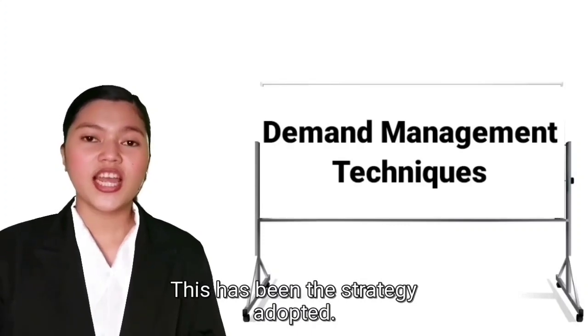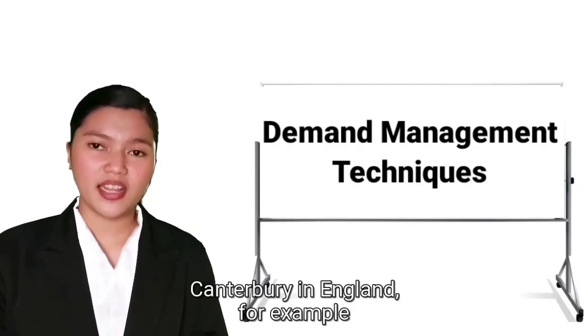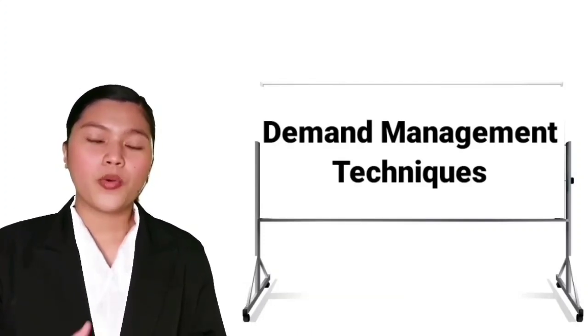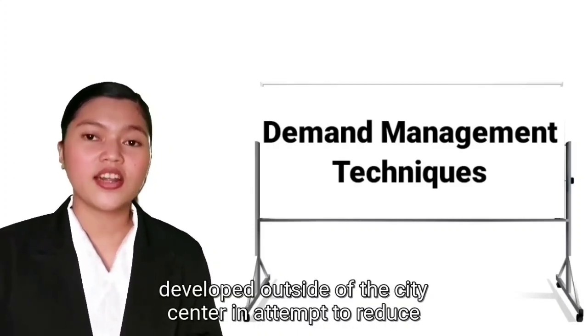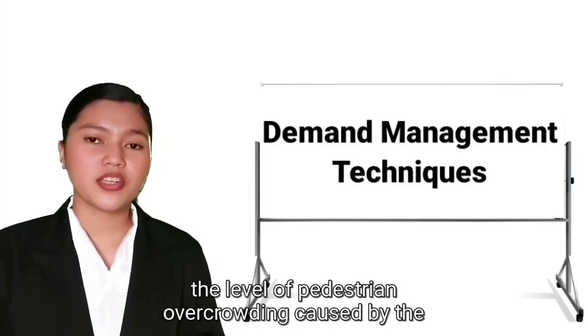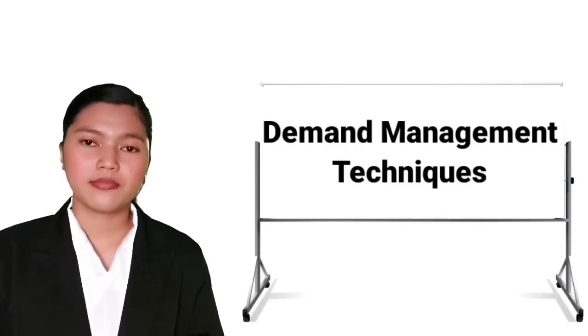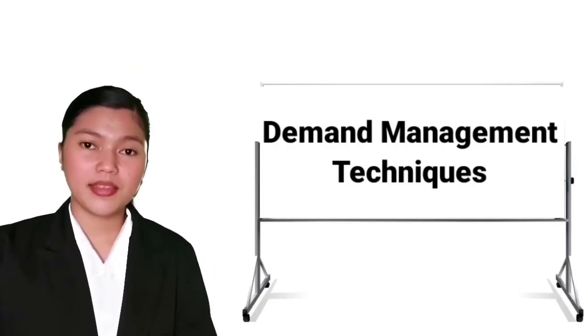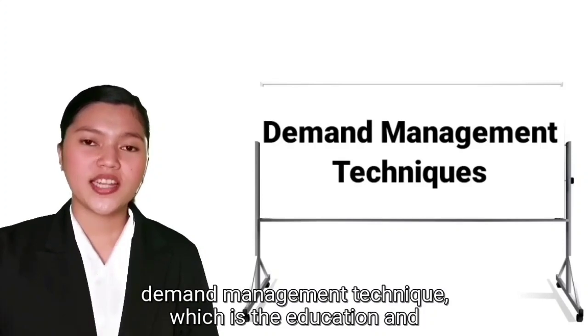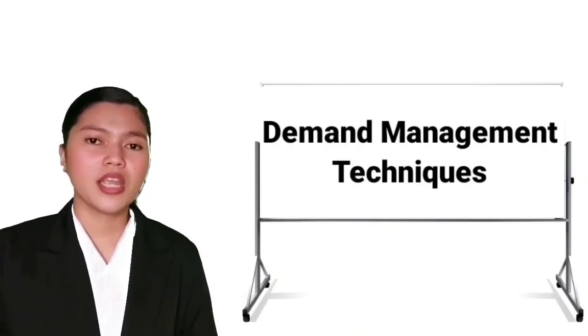This has been the strategy adopted by Canterbury in England, for example, where new purpose-built attractions have been developed outside of the city center in an attempt to reduce the level of pedestrian overcrowding caused by the visitors to the cathedral. And now, we are down to the third and last demand management technique, which is education and interpretation.